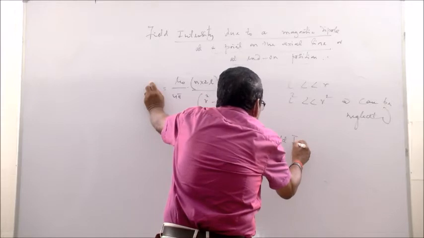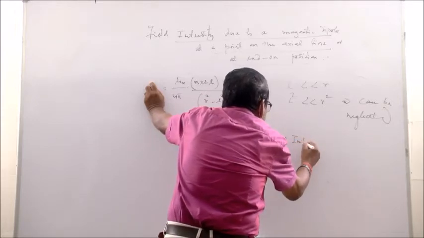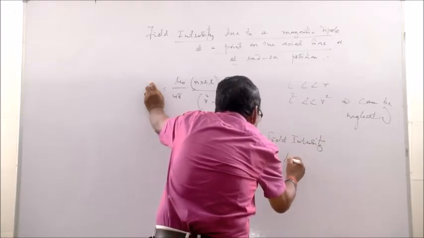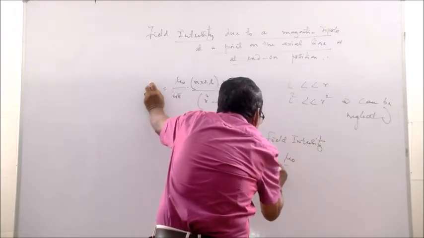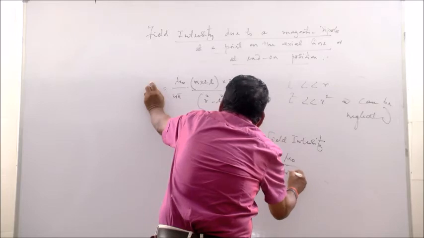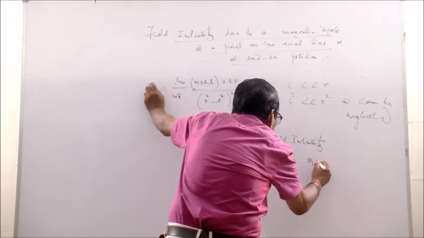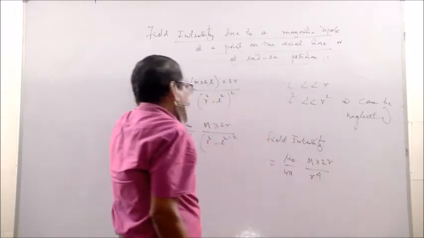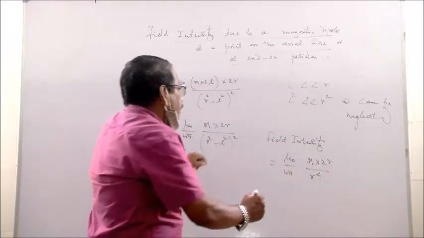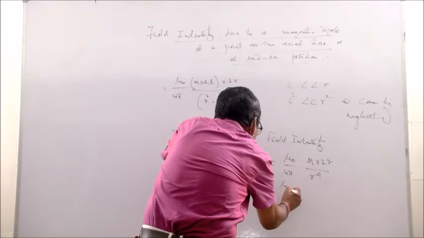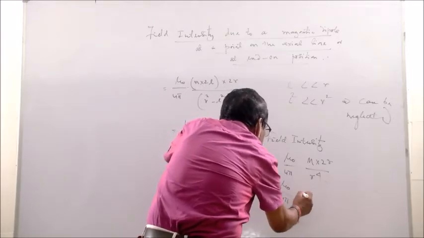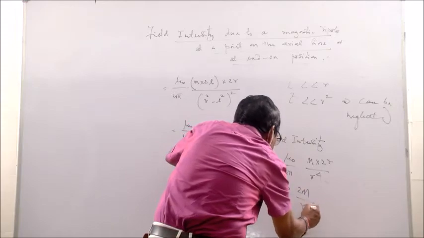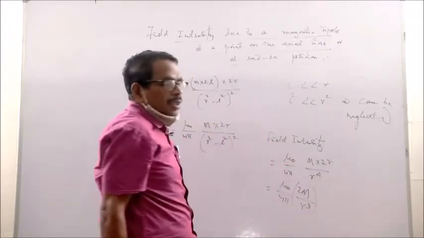So what is the field intensity? Field intensity will be equal to what? Mu 0 by 4 pi, M into 2R by what? R to the power 4. L square is neglected. So this is mu 0 by 4 pi. Here you cancel R, 2M by R cube. So this is your final expression.